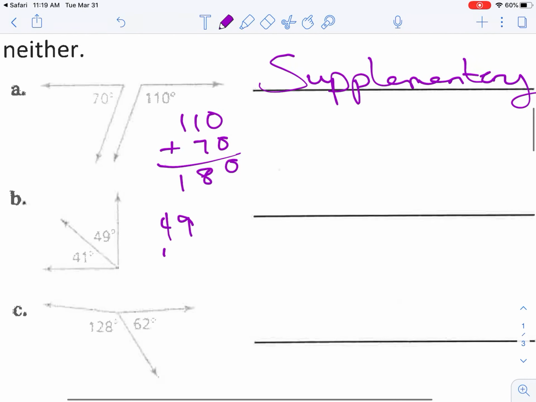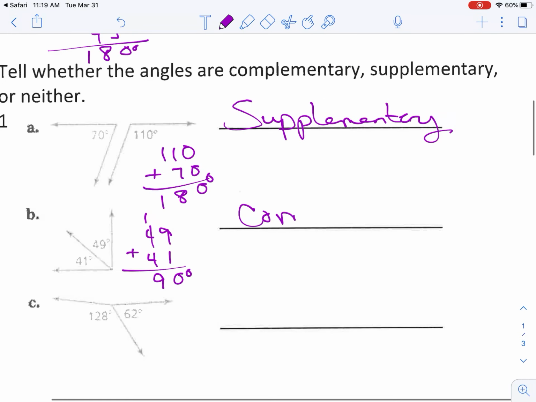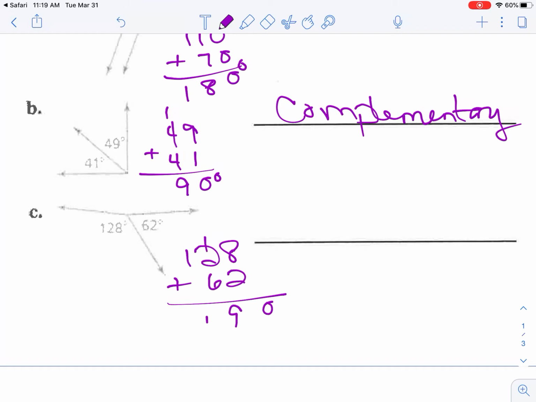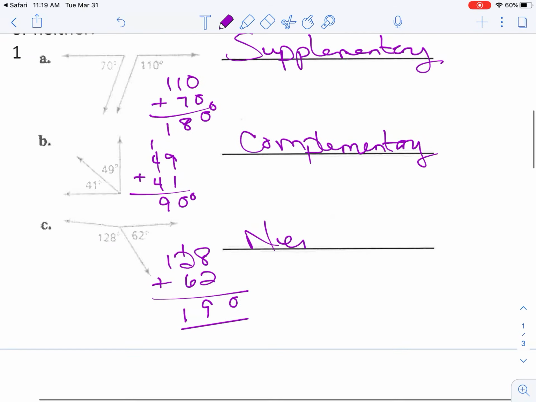On letter B, I see 49 degrees and 41 degrees. Add those up to get 90 degrees, which is that right angle. So 90 degrees is complementary. And then on this third one, I have 128 degrees plus 62 degrees, 6, 7, 8, 9. That's 190 degrees. That is not a straight line. It's not a right angle. So we're going to say those are neither.